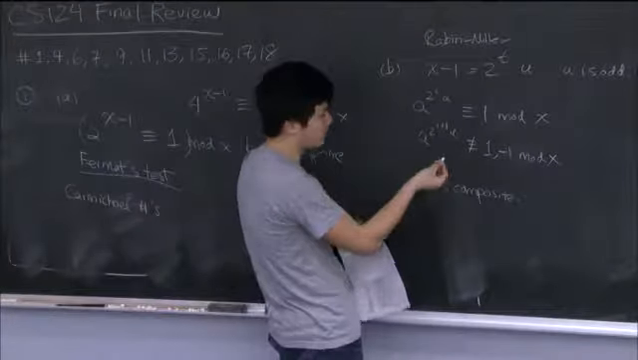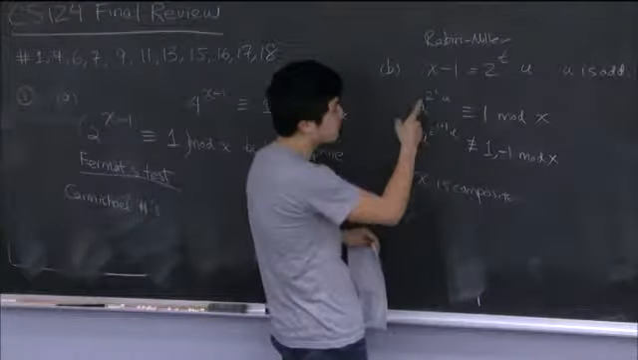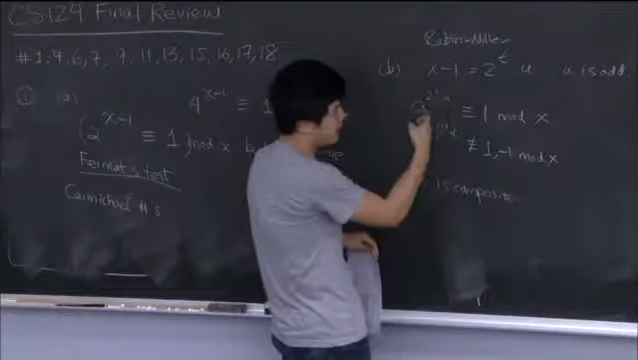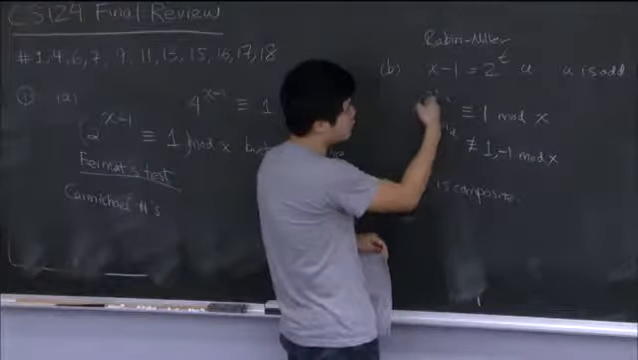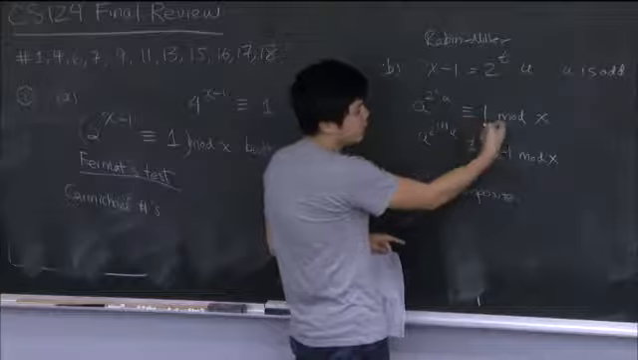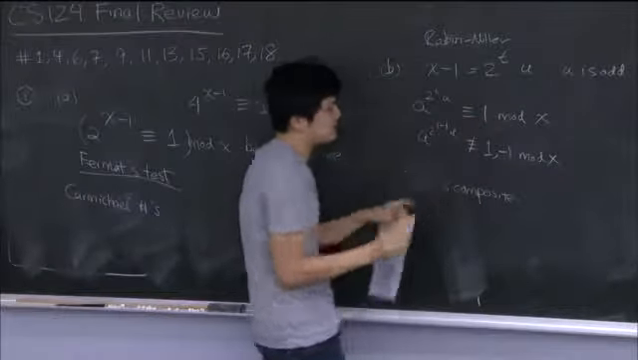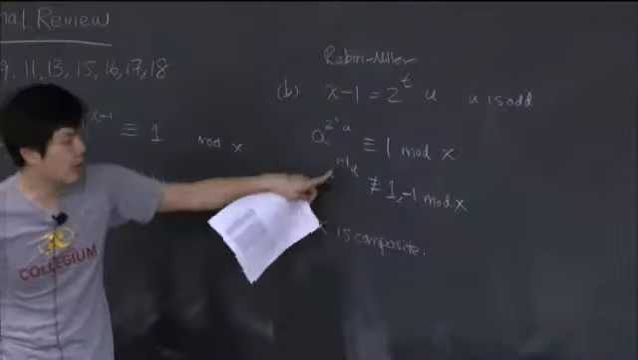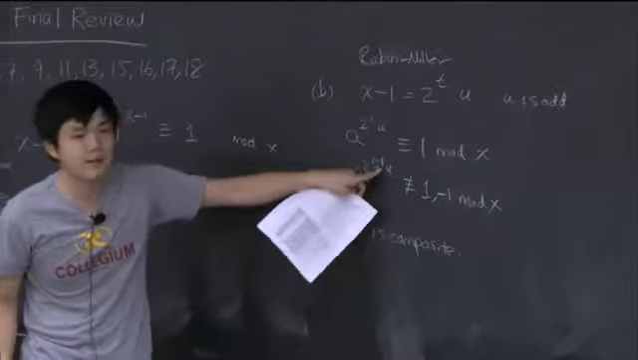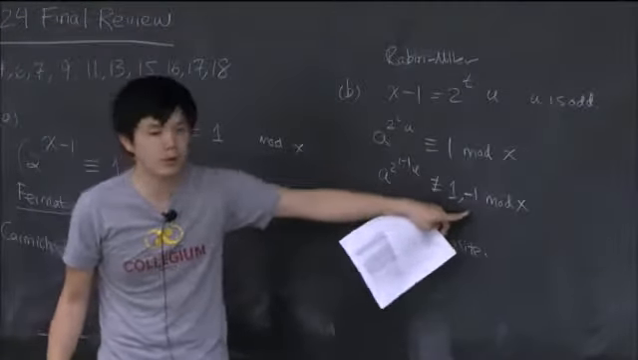Okay. So in the Rabin-Miller test, what you're supposed to do is say, if I can find a number a such that a to the 2 to the some I times u is congruent to 1 mod x, this is the actual Rabin-Miller test, with 2 to the I, a to the 2 to the I minus 1 u is not congruent to 1 or negative 1.